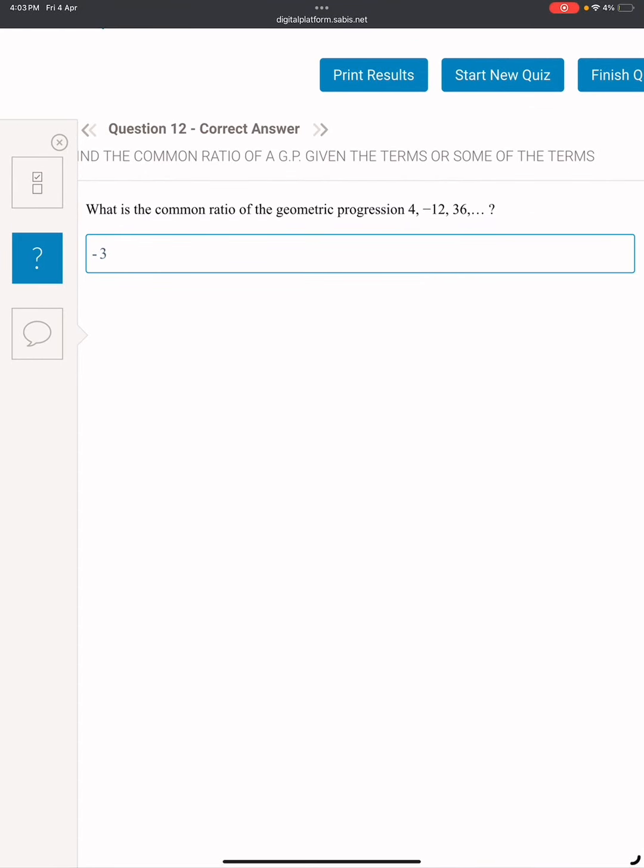When they ask for the ratio of a geometric progression, you just divide the second term by the first term, so -12 divided by 4 is -3.